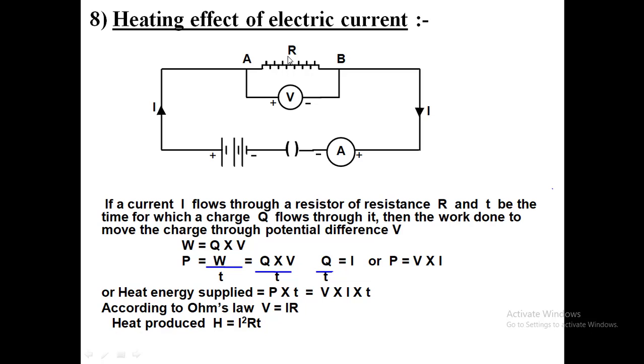Now what is power actually? Power is nothing but work done by time. So what is work done? Q into V. So substitute the value of work done as QV by T. Now Q by T can be written as I. So the total power becomes V into I.